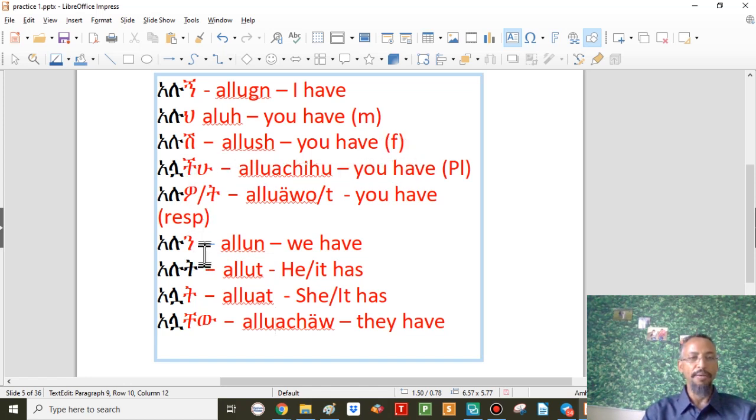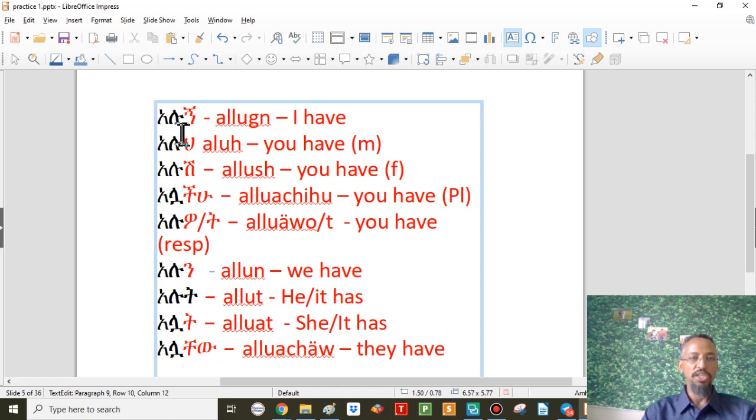And the other instance is she, it has, aluat. And the third instance is they have, aluacho. So in these 3 instances, we change the le to lua. But the rest of them, they change the le to lu. Allen will change to allu.